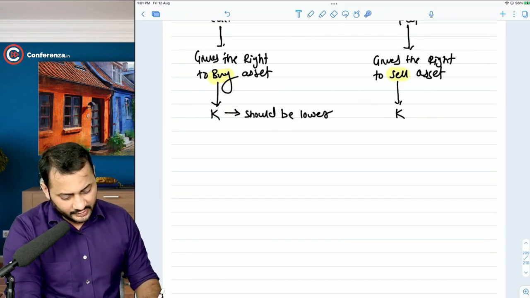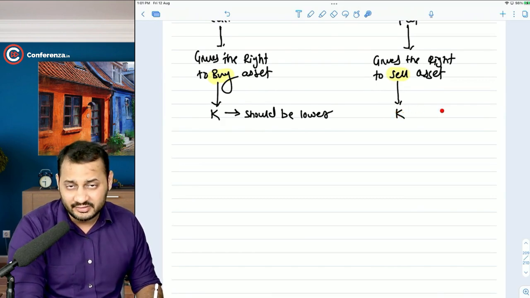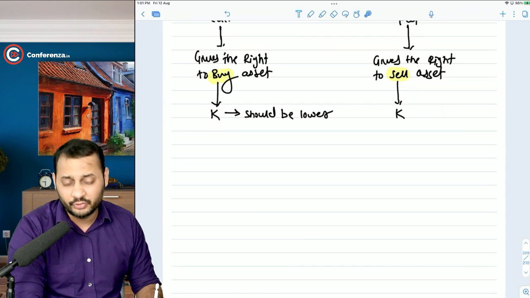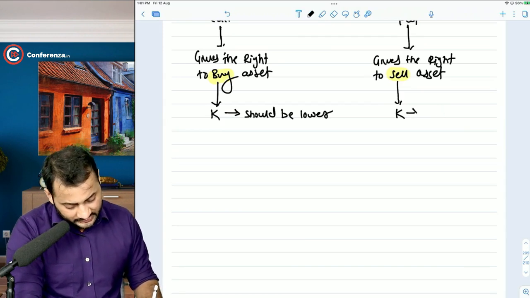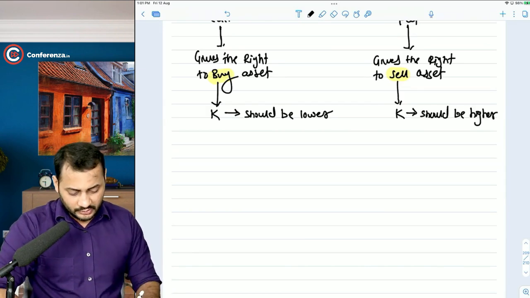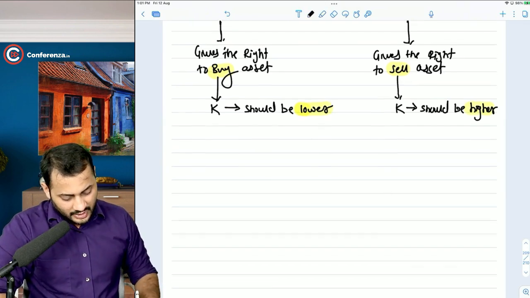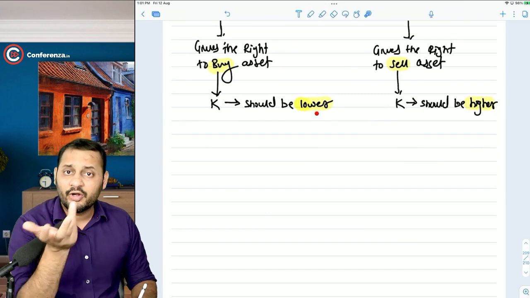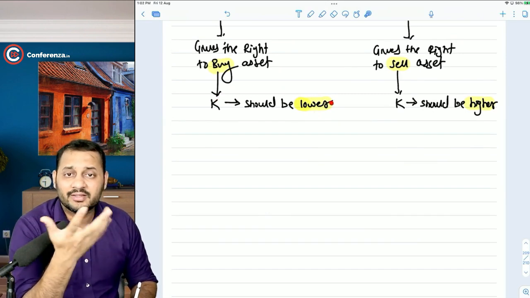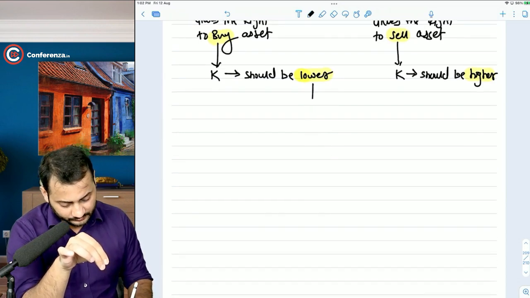And when it comes to selling something at K price, what do you want this to be? It should be higher than whatever is going on in the market. So you would expect this should be higher. Am I right? Now, lower than what? K should be lower than the current spot price on that date.